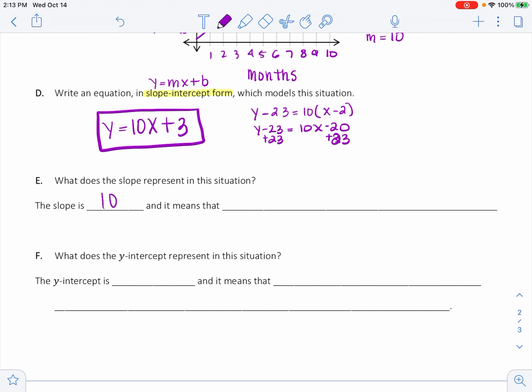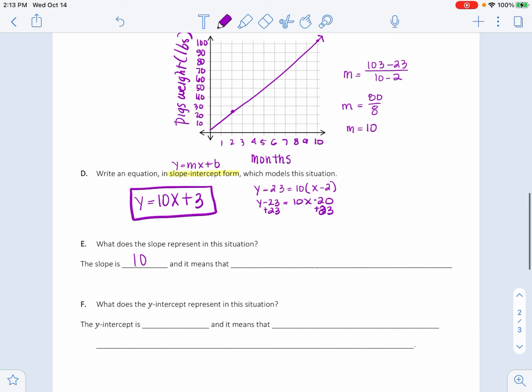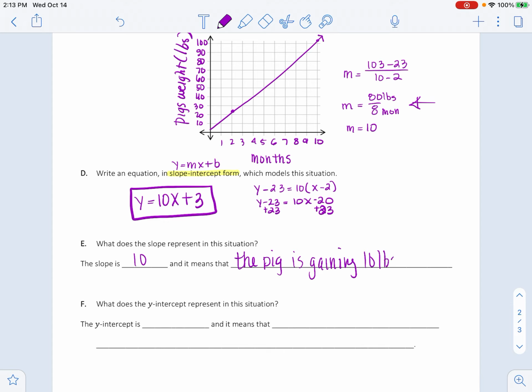All right, what does the slope represent in this situation? So the slope is 10, and what does the 10 represent? Okay, so it might be helpful to come back over here. My y value is pounds, LBS, and my x value is months. Now this is 10 over 1, so that's 10 pounds every month, right? So the pig is gaining 10 pounds per month.